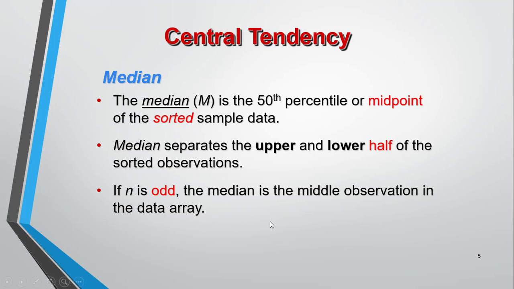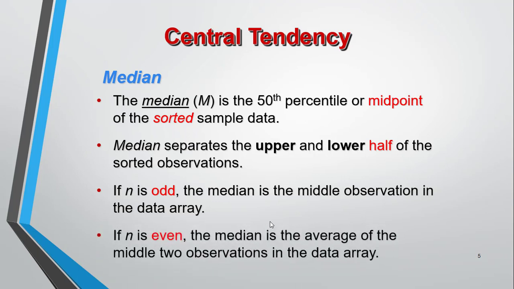That's easy to find. But what if n is even? Say you have 4 data points in your data set, 4 numbers. How do you find the median? There's no one in the middle, right? Then you take the middle 2. So if n is even, the median is the average of the middle 2 observations in the array. Then you can find the median.